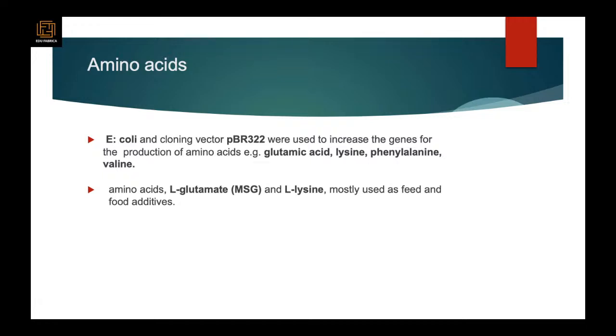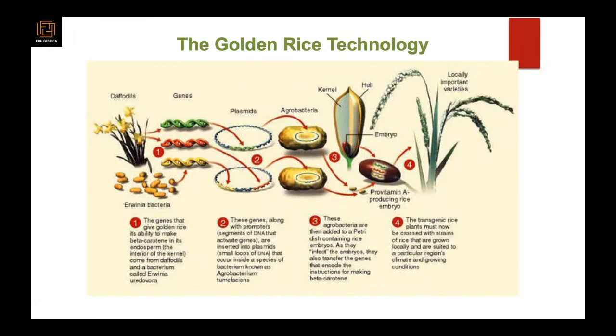And amino acids like glutamic acid, lysine, phenylalanine and valine are produced with the help of E. coli and using the cloning vector pBR322. The amino acids produced are L-glutamate and L-glycine, mostly used as feed and additives.